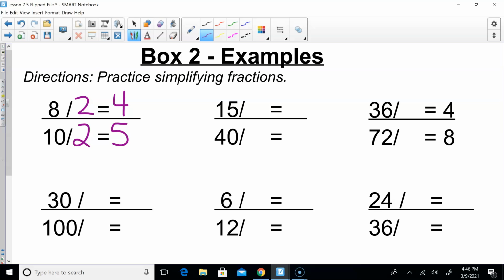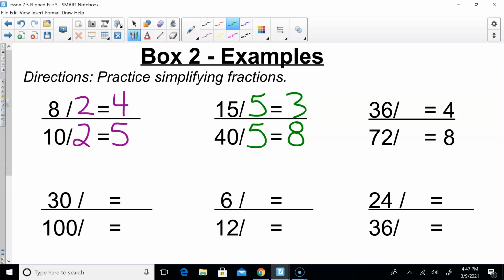We have 15 and 40. I see there's a 5 and a 0. That tells me I've got a pretty good indication that it probably can be divided by 5. 15 divided by 5 is 3. 40 divided by 5 is 8. We have 3/8. I know I can't break down 3/8 any smaller than we currently have.